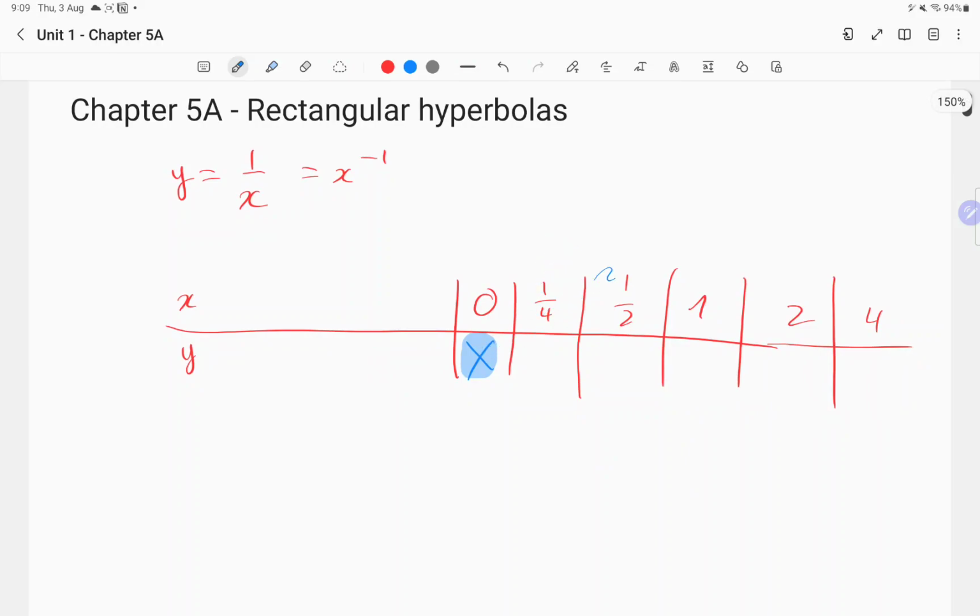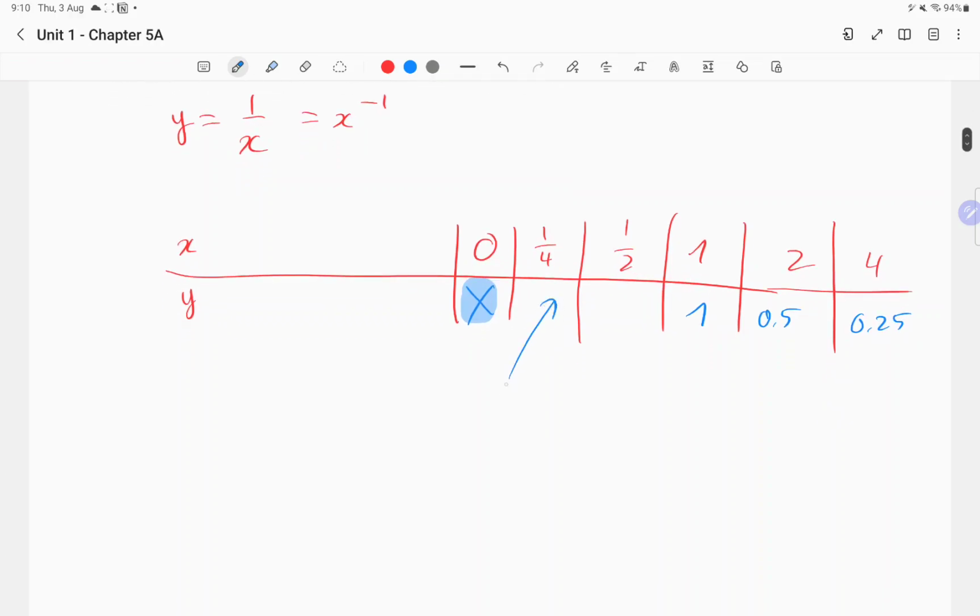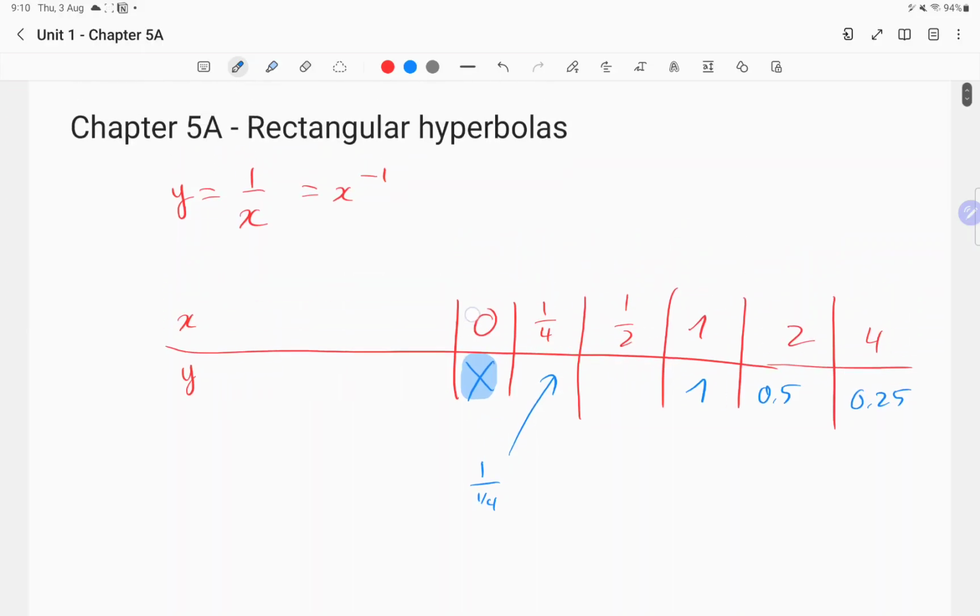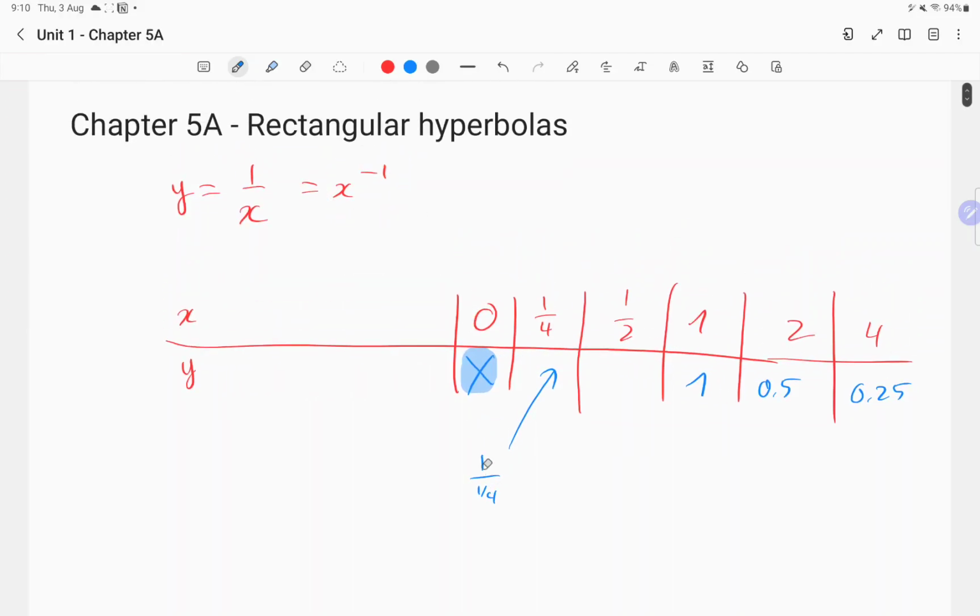Now 1 divided by 1 over 4. Okay, we'll go back to these ones later, but 1 divided by 1 is just 1, and 1 over 2 is just 0.5, and 1 over 4 is just 0.25. Now for this value here, 1 divided by 1 over 4. So remember, the formula can be written as x to the power minus 1 as well. So let's have a look.